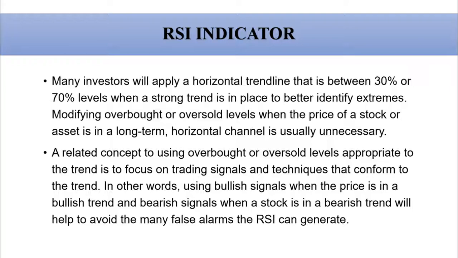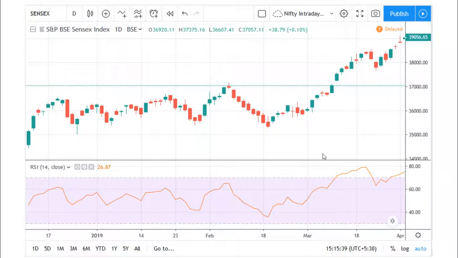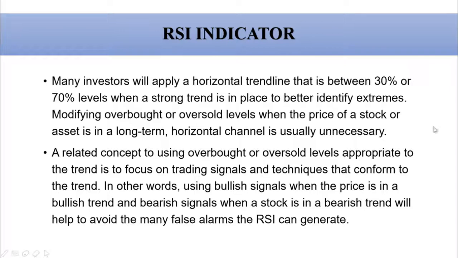Since RSI is a momentum oscillator, it just measures the momentum, velocity and magnitude of the price movement. Here we can see this is range bound, and sometimes the RSI indicator can generate a lot of false signals. So when it is an upward trend, you can use bullish signals, and you can use bearish signals when the stock is in a bearish trend. This will help you avoid the false alarms that RSI can generate.